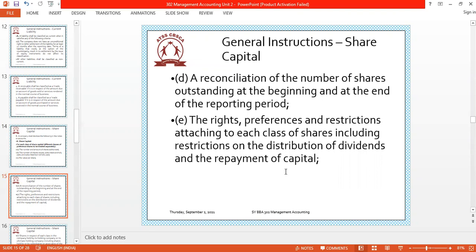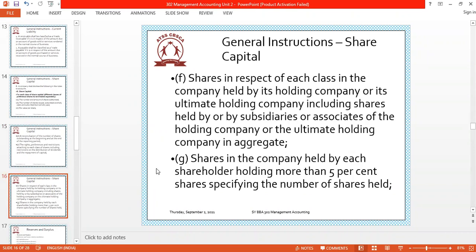Next is the rights, preferences and restrictions. When we are preparing or drafting the balance sheet, we have to take care of the different rights we have given to different shareholders. It may be preference shareholders or different classes of shareholders, or rights about dividends and the repayment of capital. So when we prepare a balance sheet, we need to follow what the different types and classes of shares are, what rights there are, and what preferences have been promised. According to that, we have to study and then mention it in the balance sheet. Next.